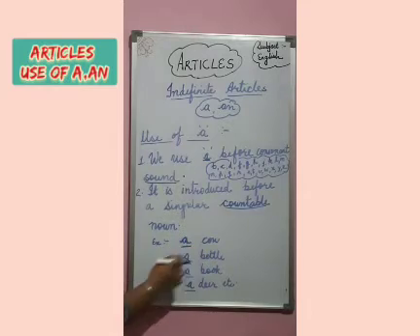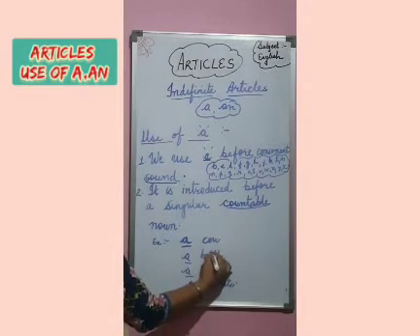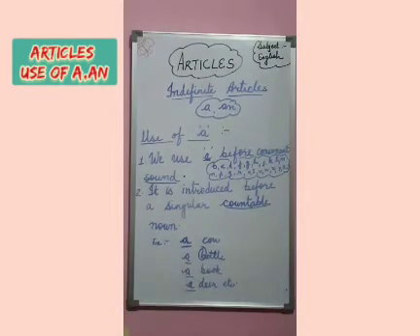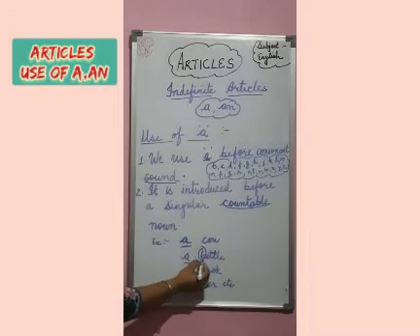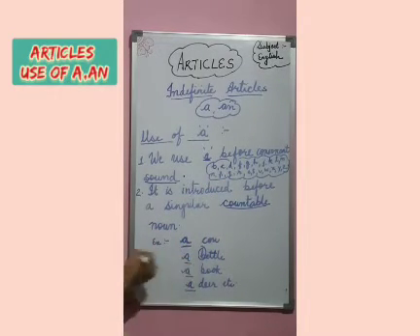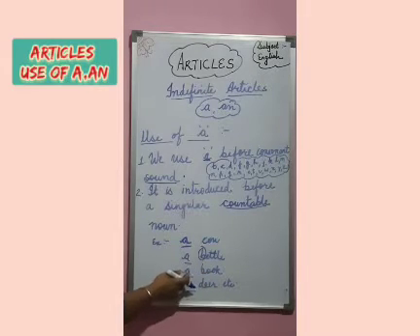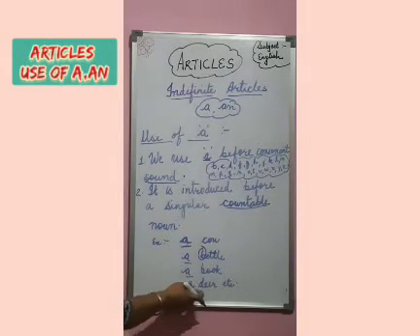Right? Now beetle. So what is the sound? What is the first letter? B. But what is the sound of B? B. So it is a consonant sound. We will again put a before it. Same here, book, consonant sound, a before it. Deer, the consonant sound, a before it.